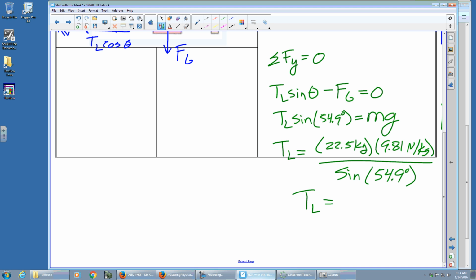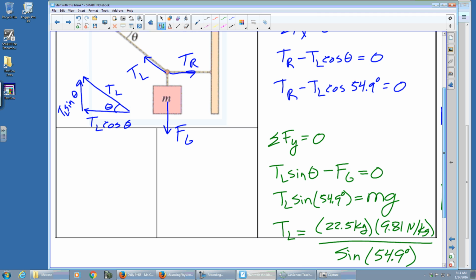Yay! There was much rejoicing. Then I can go back from there, and now I know TL, and then I can find what TR is once I find out what TL is.